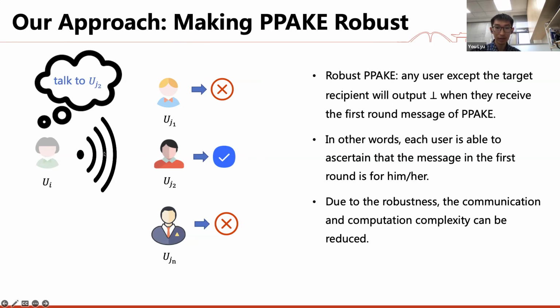In this figure, user UI wants to talk to UJ2 and broadcasts the first message. Then, after receiving the first round message, only user UJ2 will reply to this message, and the other users will keep silent. With the robustness, the communication and computation complexity can be reduced.